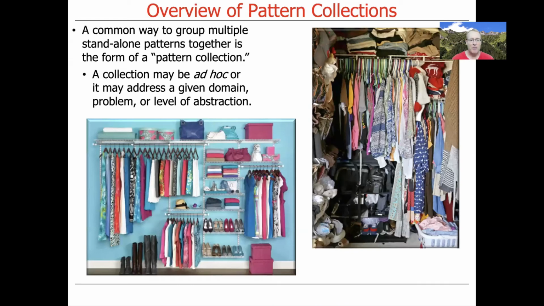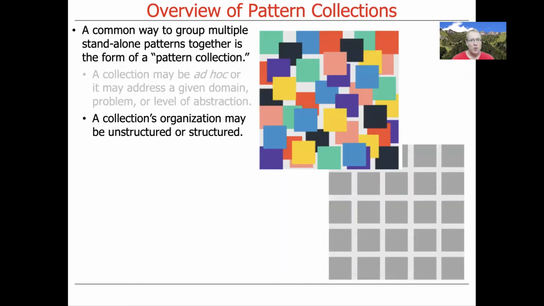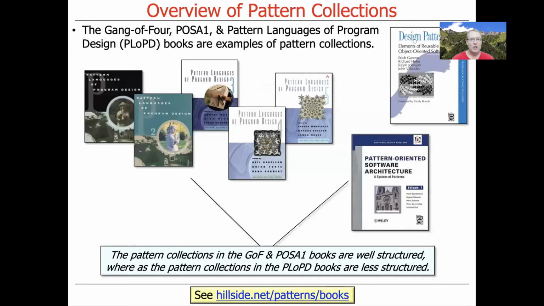A pattern collection can be ad hoc, or it could address a given domain, a given problem, or a particular level of abstraction, and many other things as well. You could have pattern collections for things like operating system patterns or user interface patterns, and so on and so forth. Likewise, the organization of the patterns in the collection may be either structured or unstructured. So let's take a look at some examples of these different approaches. The classic Gang of Four book, the Pattern-Oriented Software Architecture Volume 1 book, and the various Pattern Languages of Program Design, or PLoPD, books are all examples of pattern collections.